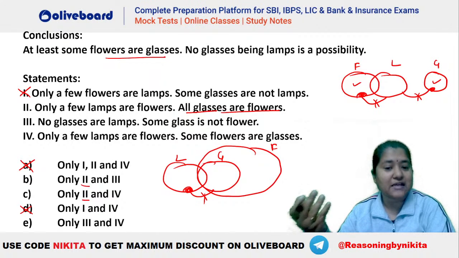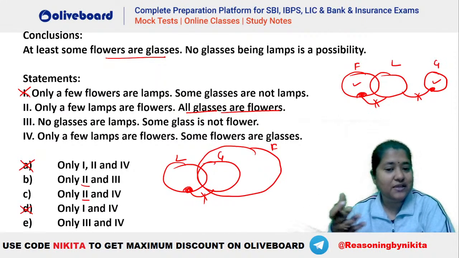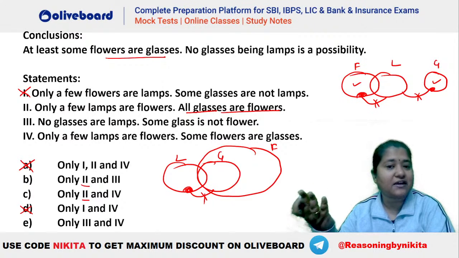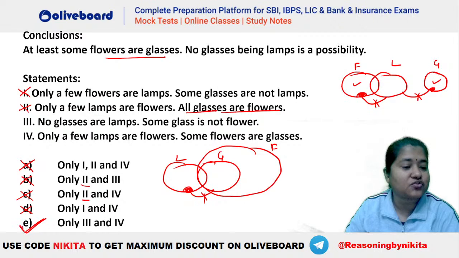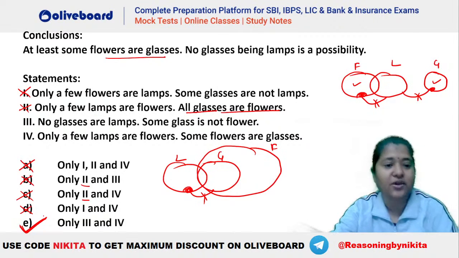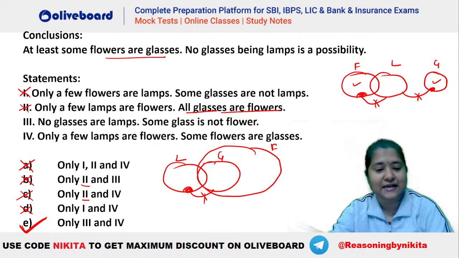Then we have all glasses are flower. So all glasses are flower will be like this, right? So you can see that from this we are not having a definite second one. So that means 2 is also eliminated here. That means 2 is not the answer. So this B cannot be the answer. C cannot be the answer. That means it has to be option number E only. Okay. So E would be the right answer here.